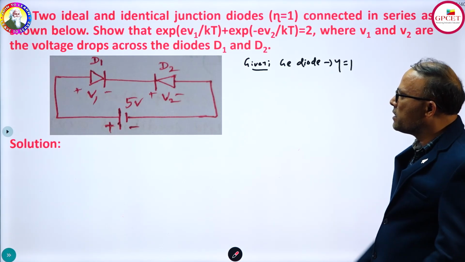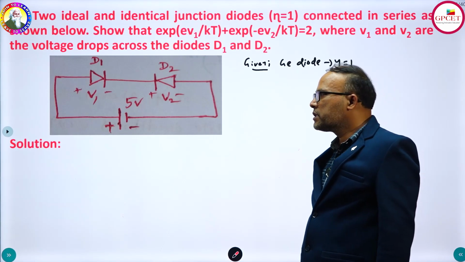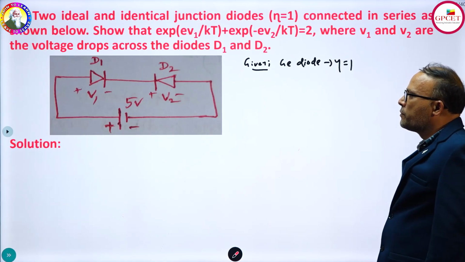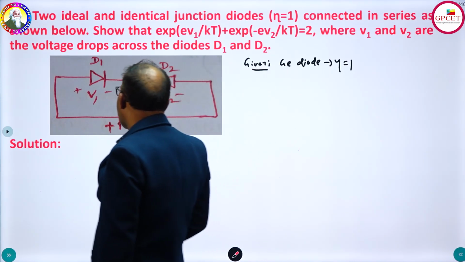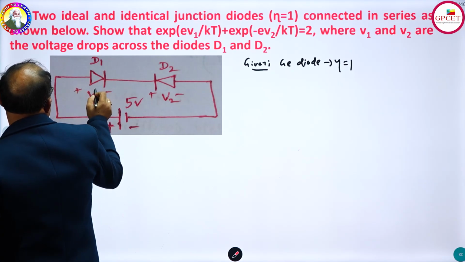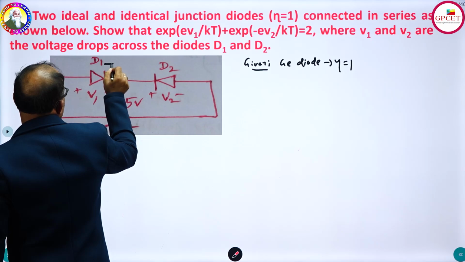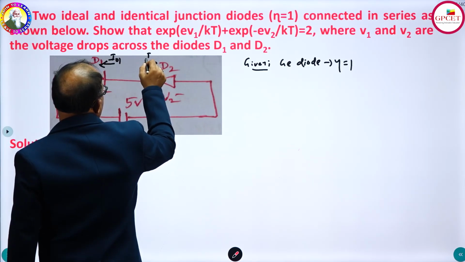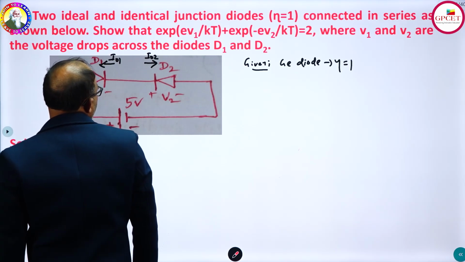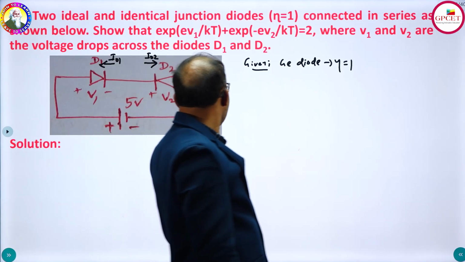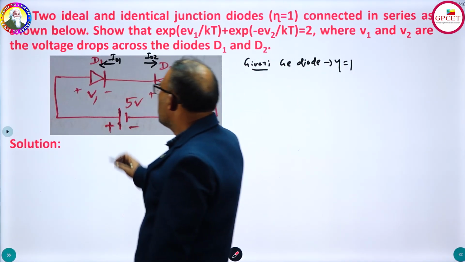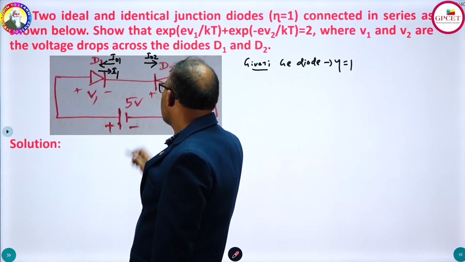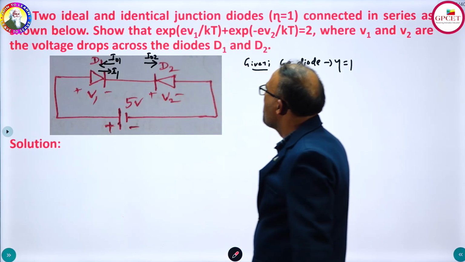Now let us check the same case here. Previously we solved the parallel case, but here it is a series case. For example, a voltage of 5 volts has been applied. Here this is diode D1, and its reverse saturation current I01 is flowing like this, and here also I02 is flowing like this, the reverse saturation current of D2. I1 current is flowing like this, and I2 is the current across the diode D2.